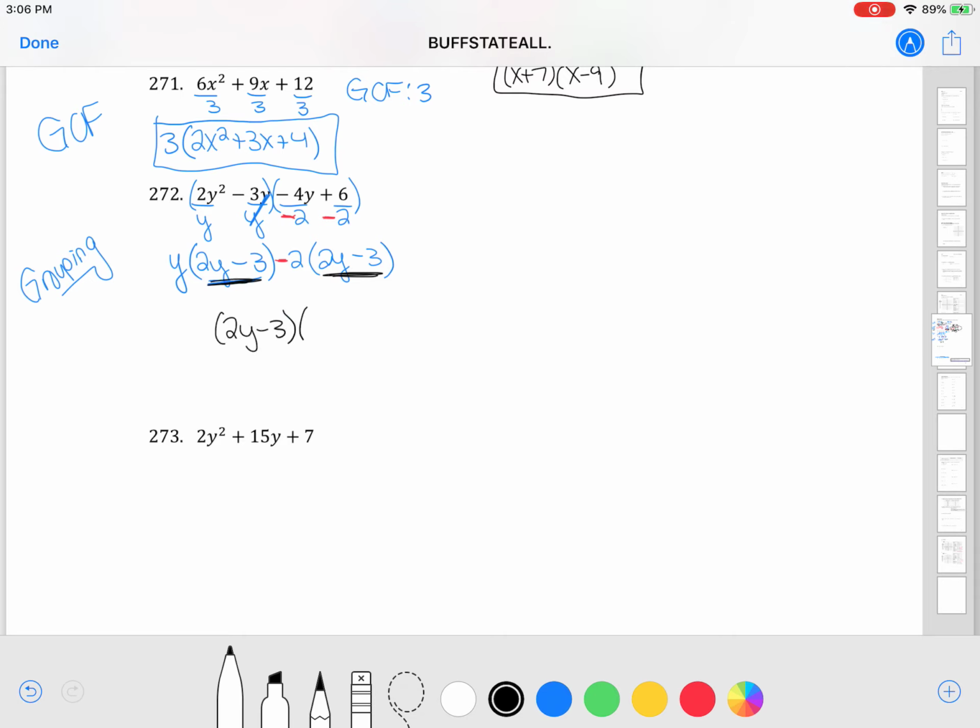I take the one that matched up and I bring it down. Those are gone. And now I take what's left, y and a negative 2, and I get y minus 2. Final answer.